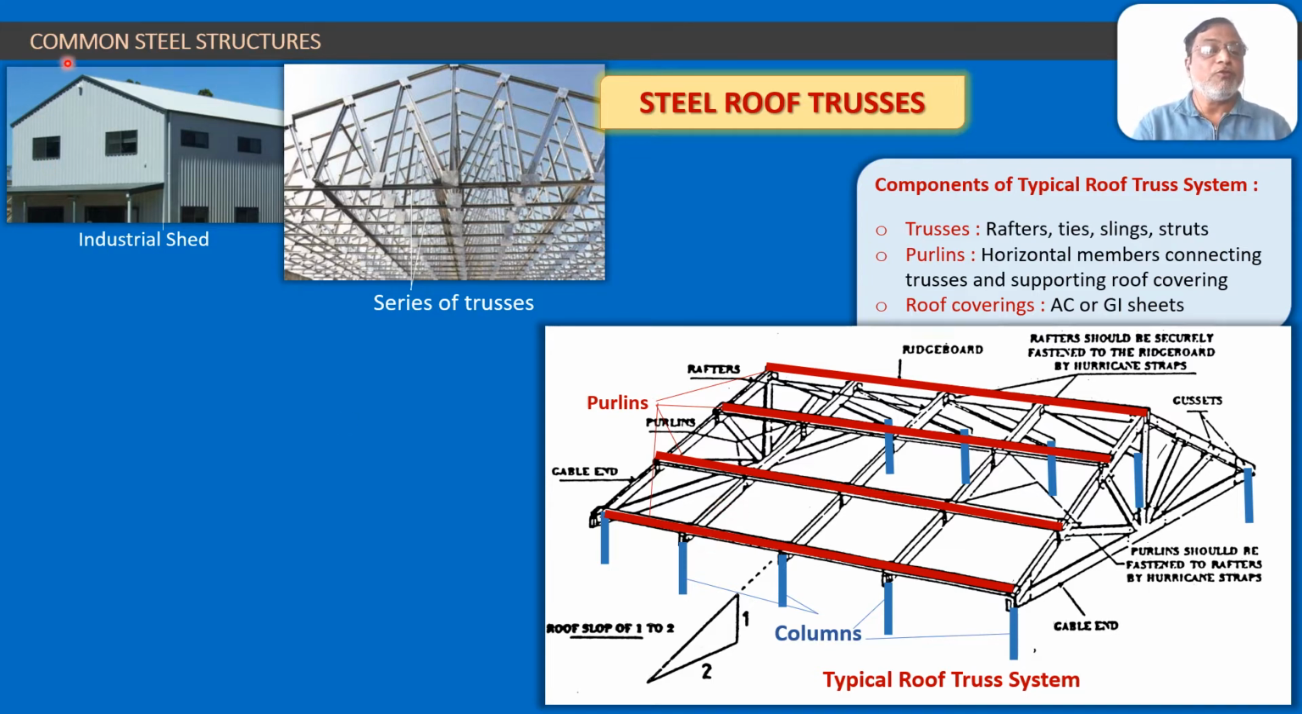Whatever roof coverings you see in this industrial shed diagram are not shown here right now. They are to be assumed. So in this way we get a complete roof truss system: trusses, then purlins and roof coverings. So these are the 3 components.